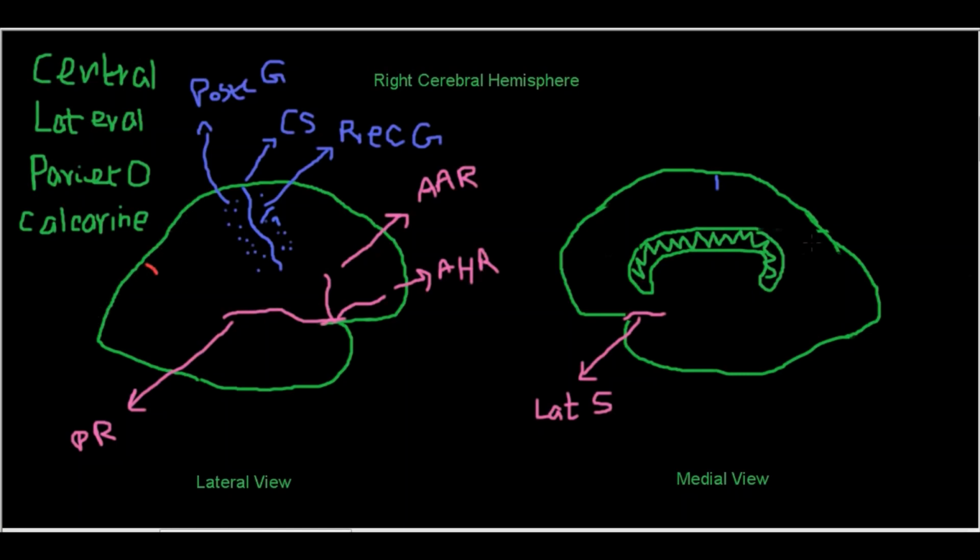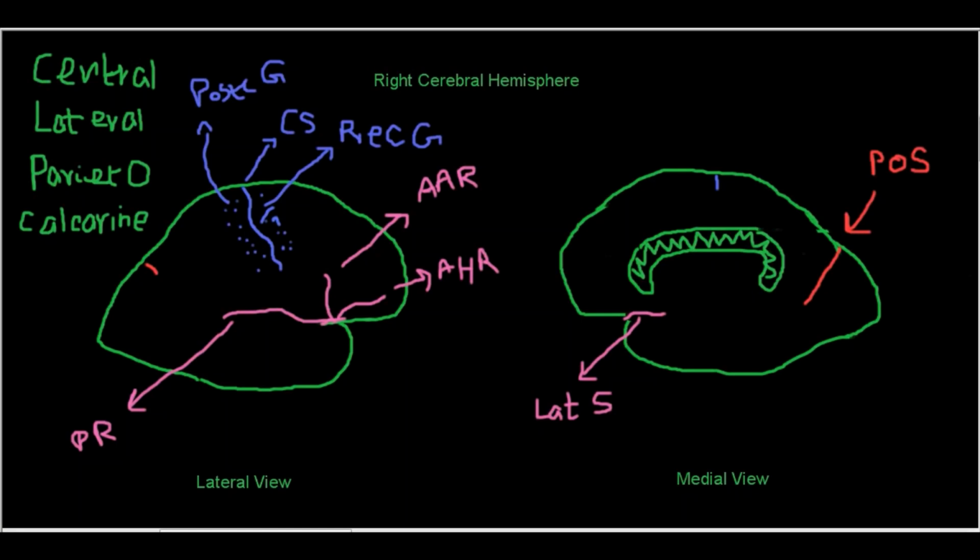Now let's follow it on the medial aspect of the hemisphere. On the medial aspect of the hemisphere, this parieto-occipital sulcus is going to pass downwards and anteriorly, like so. So this is the parieto-occipital sulcus. Now the fourth one, which is the prominent one, is the calcarine sulcus.